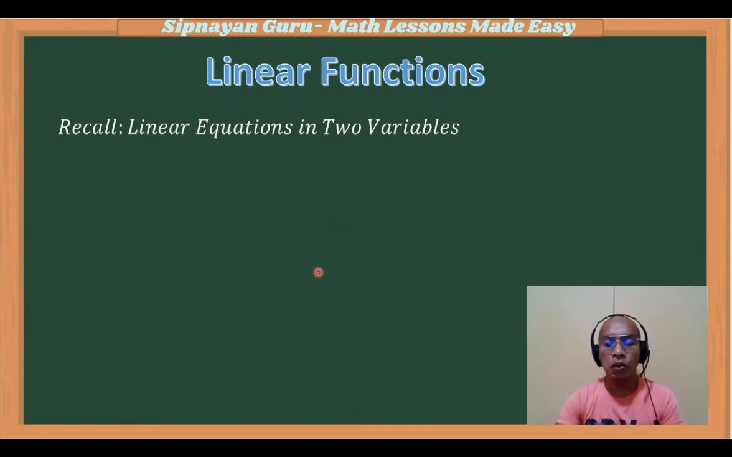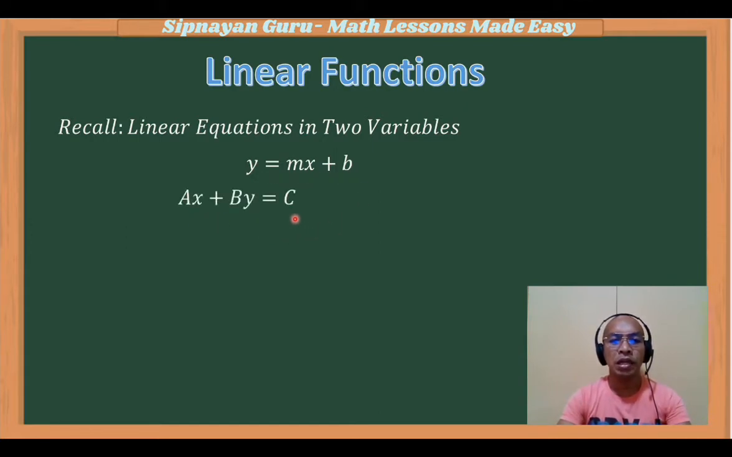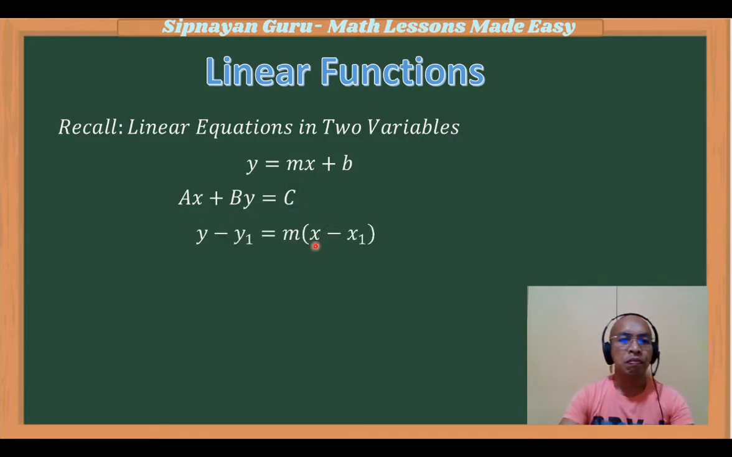Linear functions. We will also recall the linear equation in 2 variables. And we all know that a linear equation in 2 variables can be stated in 2 different forms. It could be in the slope-intercept form, which is y equals mx plus b. It could be the standard form, ax plus by equals c, wherein a, b, and c are real numbers. It can be stated in slope-point form, which is y minus y sub 1 equals m times x minus x sub 1.